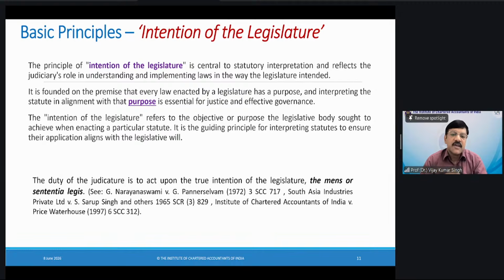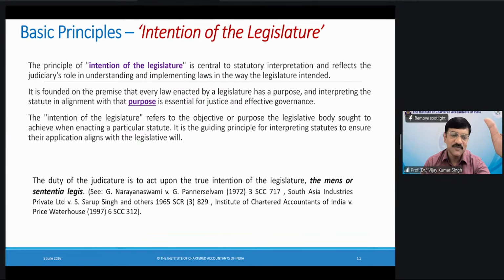In the case of Narayanaswamy versus Paneerselvam, the Supreme Court said that the duty of the court is to act upon the true intention of the legislature, that is the mens or sententia legis. This has been held in Institute of Chartered Accountants of India versus PricewaterhouseCoopers also. In these cases, courts have held that you go and find out the intention of the legislature. In this ICAI versus PwC case, there was an issue with reference to NFRA.